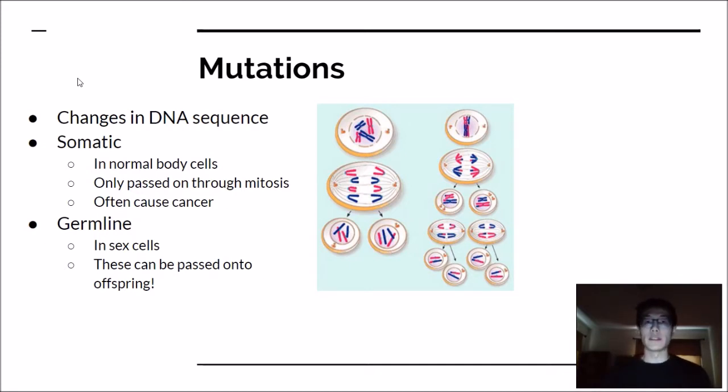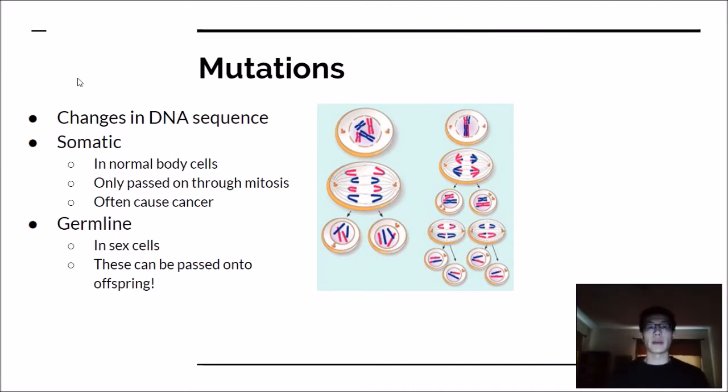The first is the somatic cells, and those are our normal body cells. Mutations in somatic cells often are due to problems in mitosis. And these can often cause issues such as cancer.